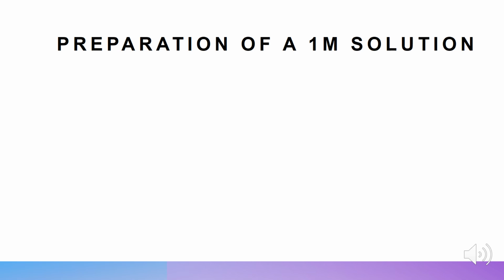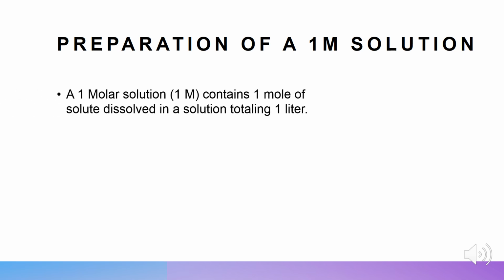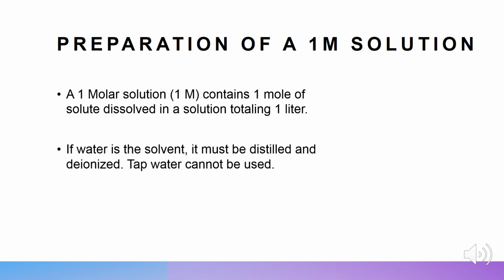Next is the preparation of a 1 molar solution. As explained in the previous slide, you can prepare a 1 molar solution by dissolving 1 mole of solute in 1 liter of solution. Water is the most common solvent used in the preparation of molar solutions. As tap water contains many impurities, you have to use distilled water or deionized water for the preparation of molar solutions.